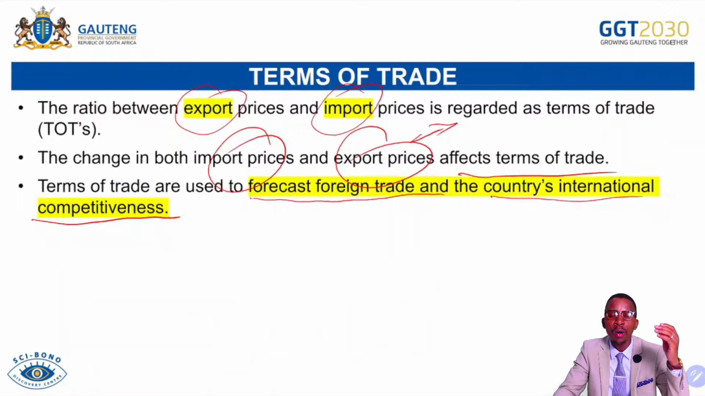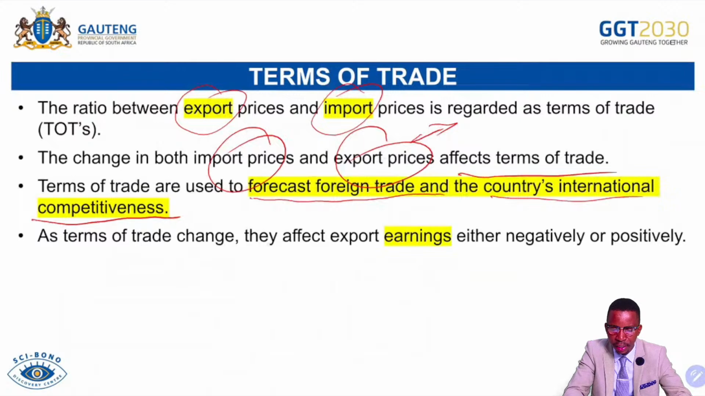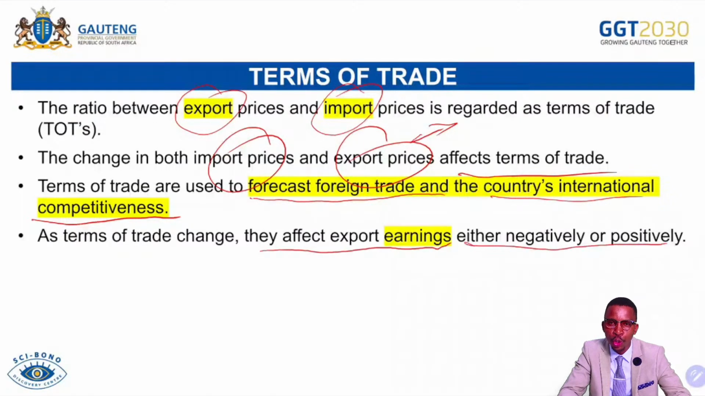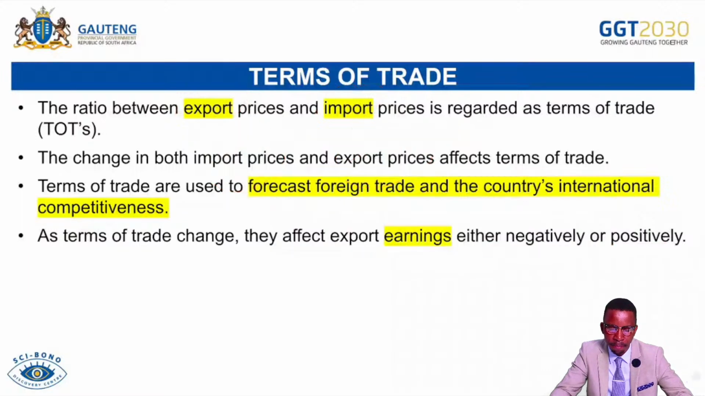But should our terms of trade decrease, that will lead to welfare loss because there will be a decrease in the inflow of foreign currencies, decrease in national income, decrease in the growth of the economy, which will then lead to welfare loss. So as terms of trade change, they affect export earnings either negatively or positively. So now let's be specific. If ever they increase, export earnings will be increasing. If they decrease, export earnings will be decreasing.